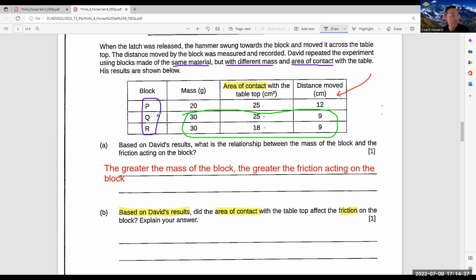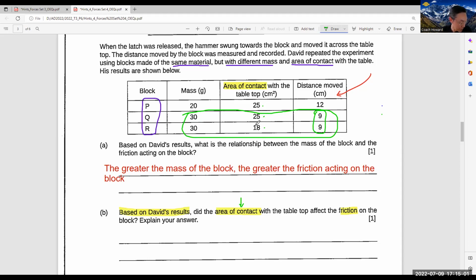That means I must use block Q and R. Because you see, Q is 25, right? R is 18. Okay, and the mass remain the same. We can only change one variable. In this case is area of contact. So look at here. You notice, hey, how come it's the same result? It's 9, right? That means the area of contact does not affect.